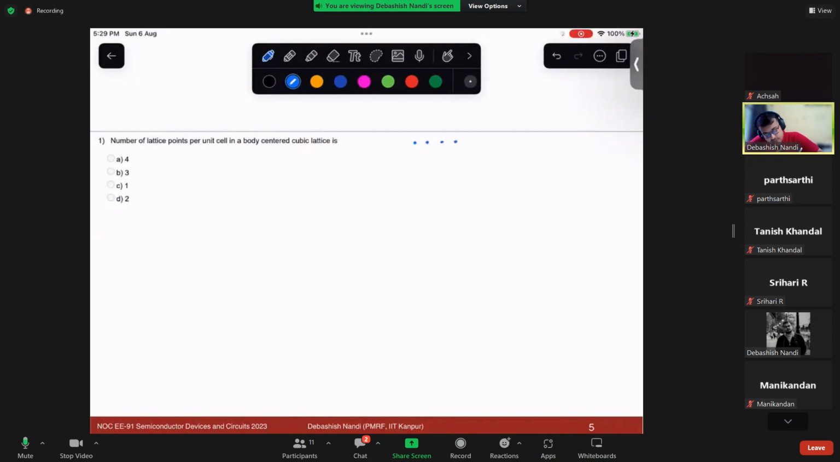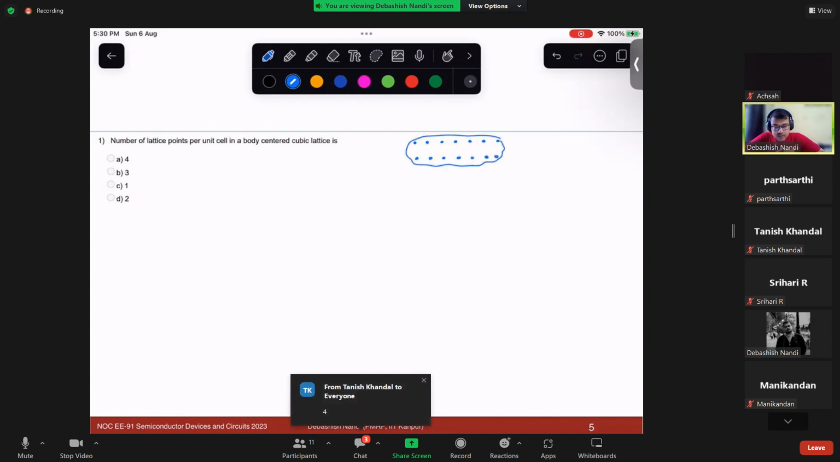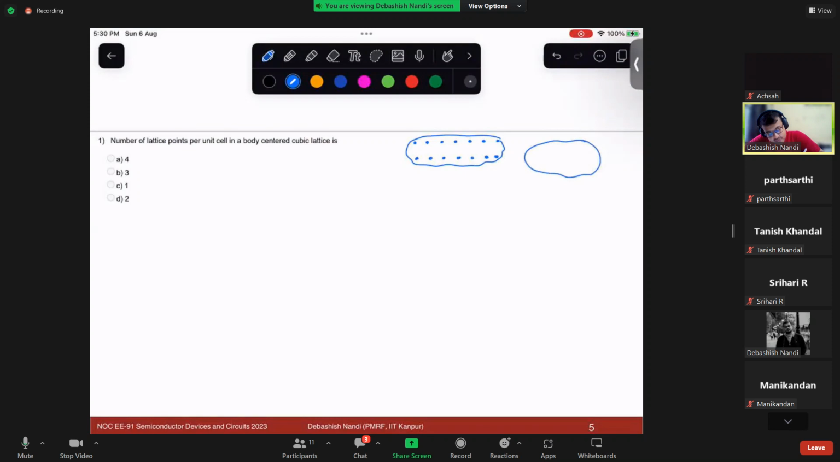Suppose these are the atomic points, and let's say this is the region I am talking about. Yeah, Tanish, the answer would be 4, but I want to tell you some more stuff about this. It is just not sufficient to solve the problem. We can all do the numerical solution, but it is good to understand things in more depth.